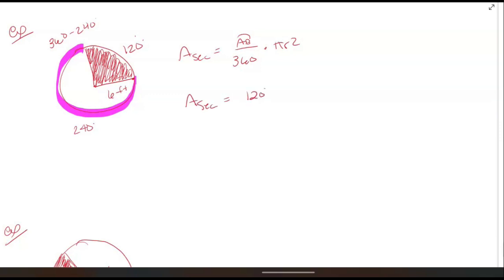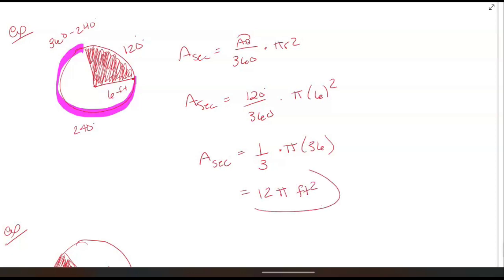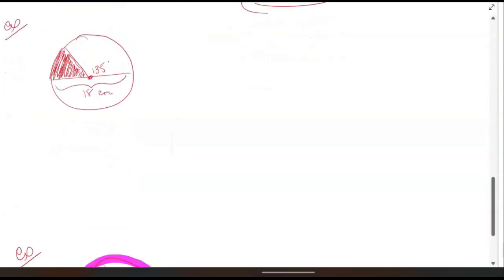We're going to have 120 over 360 times pi, r is 6, quantity squared. So now if you simplify this, this is going to give us 1/3 pi. This is 36, 6 squared. So this is going to give us 12 pi feet squared. All right, let's do another one that's like that.